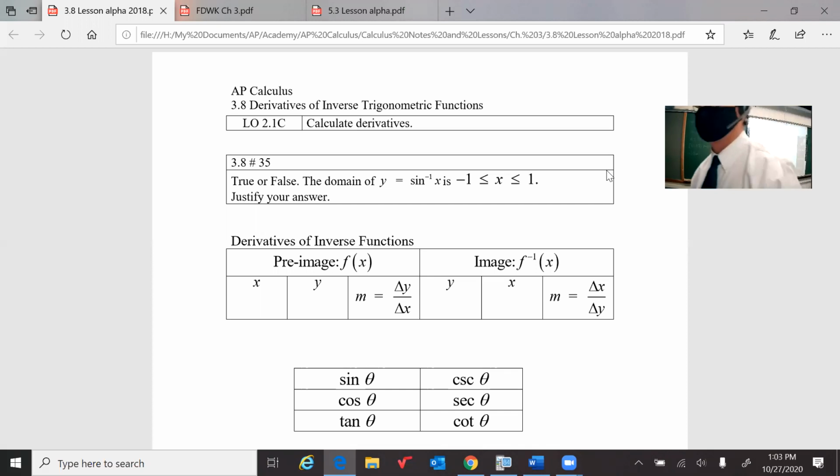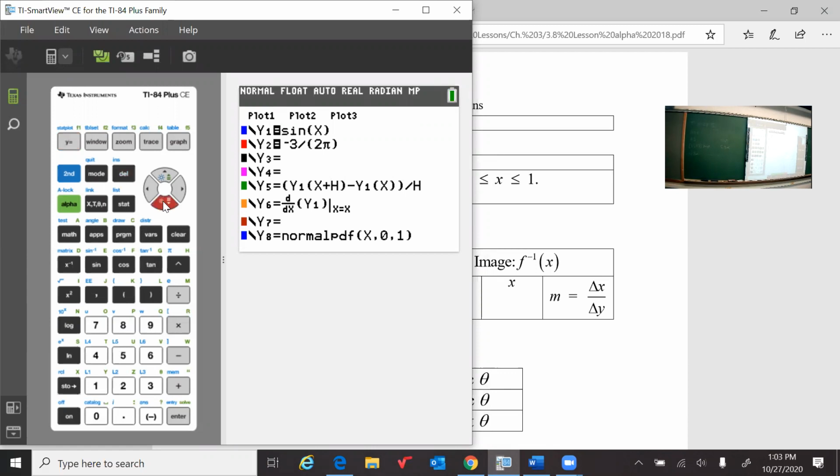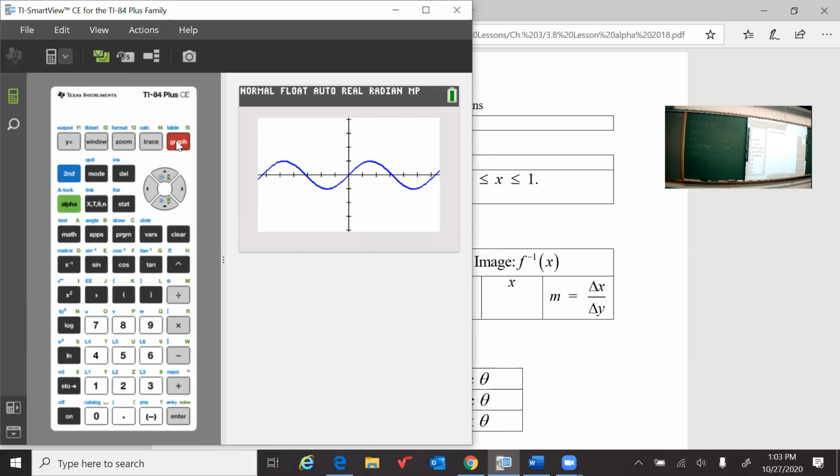Well, I would go here. I go to the calculator, go to y equals, draw the sine. There it is. There's the sine wave. What do you see? Well, I see the sine wave is a function because it passes the vertical line test. It fails the horizontal line test. What does that tell you? Its inverse is not a function.